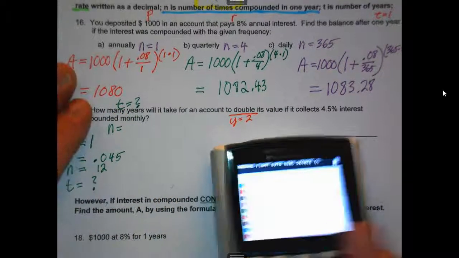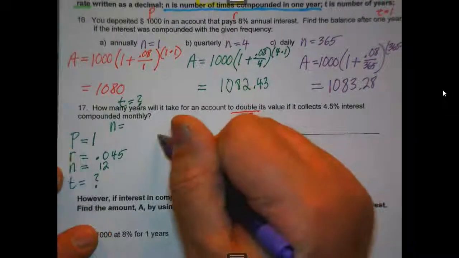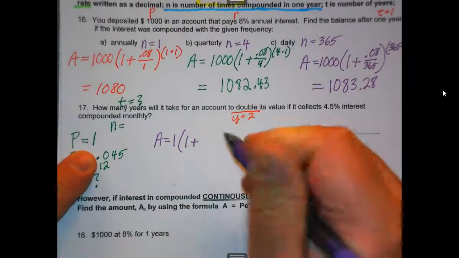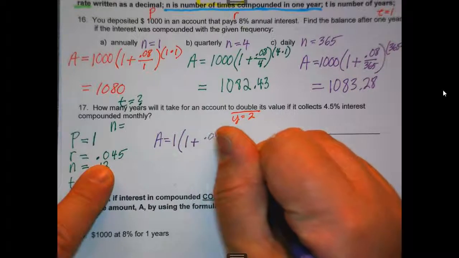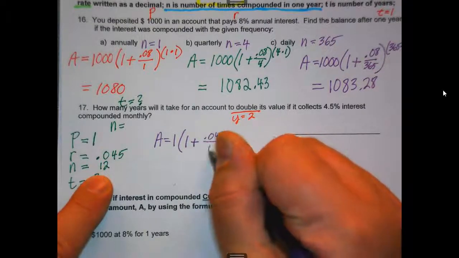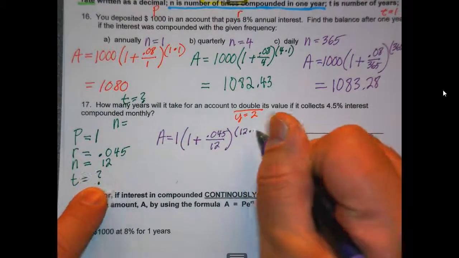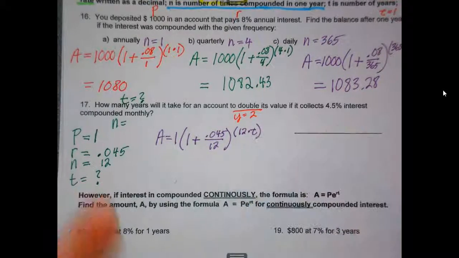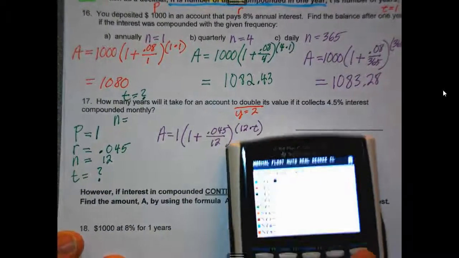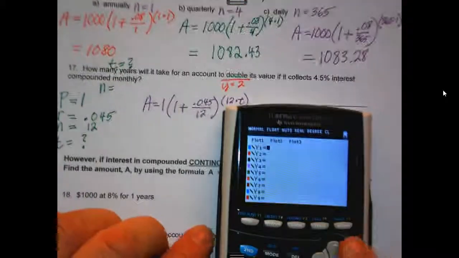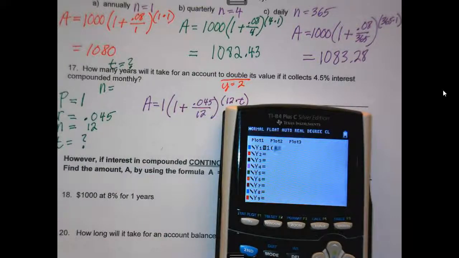I didn't even write out the formula, did I? So A equals, my P is 1 plus R, which is 0.045 over N, which is 12 raised to the N, 12 times T, which is what we're looking for. So I plug that in my calculator. Okay, so 1 times 1 plus 0.045 divided by 12. Bless you, my son.